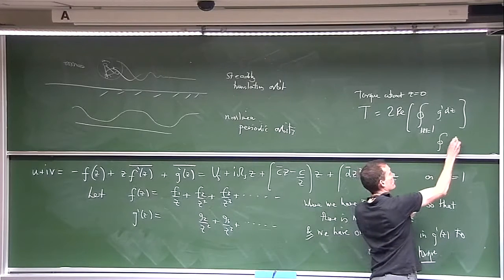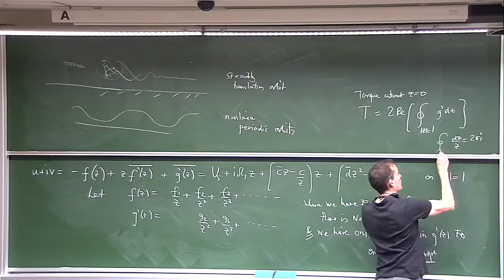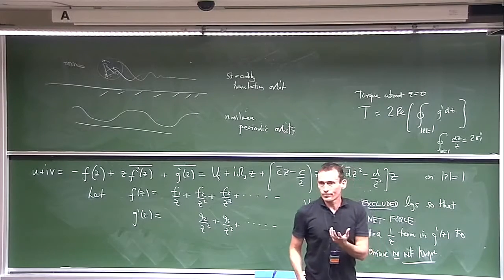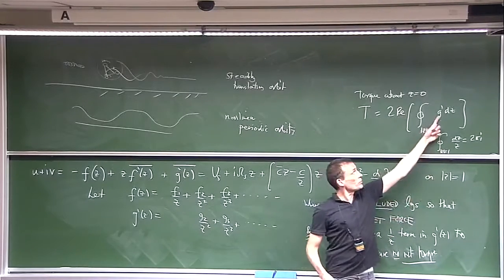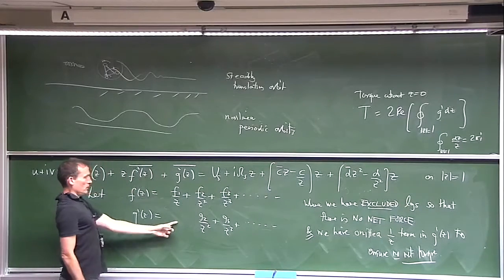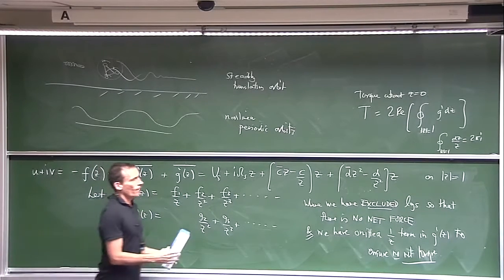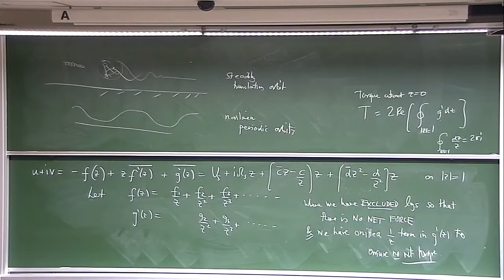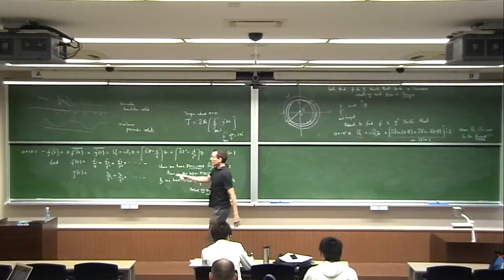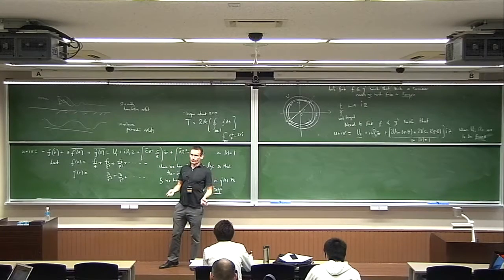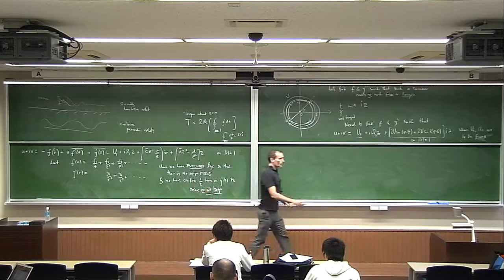Everybody knows this, right? That's the basis of the residue theorem. So the 1 over Z term in G prime is precisely the one you want to be zero if you want zero net torque. So now you see what I have to do. I substitute these into here, and I equate coefficients. Let me just write it out, and you'll be able to see how it works.